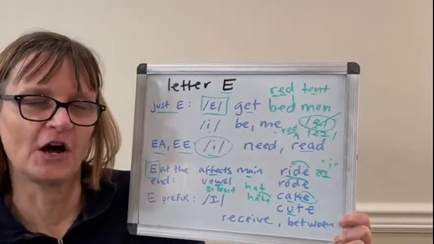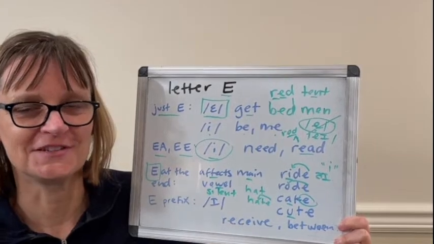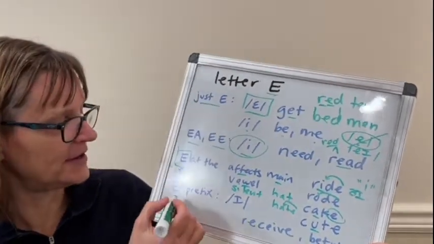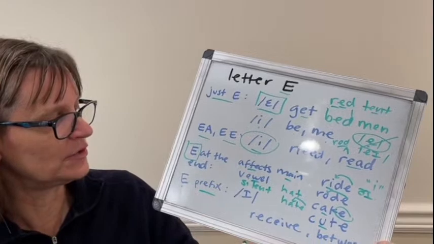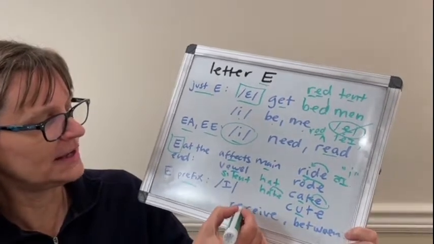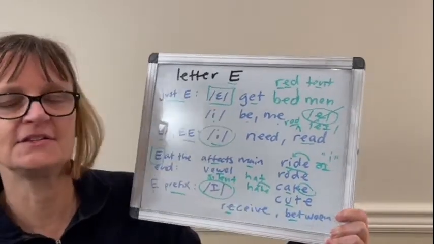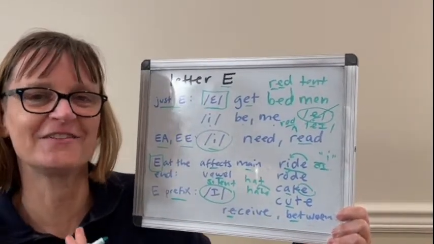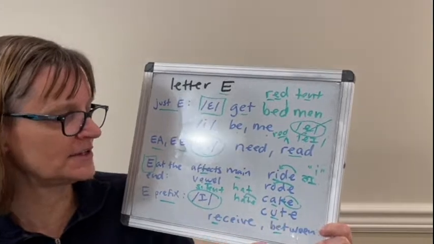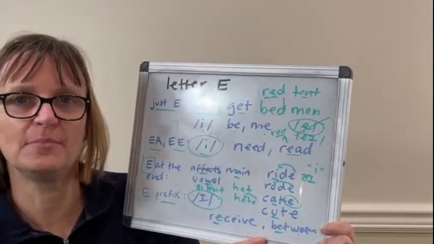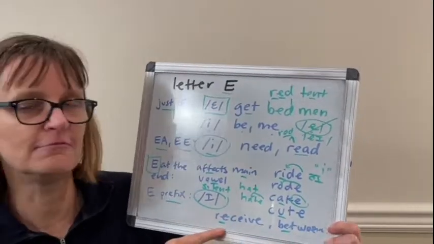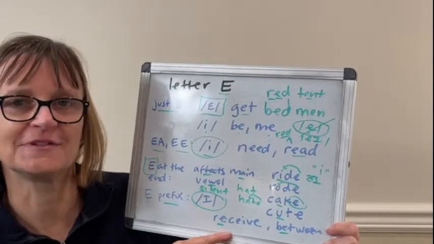Lastly, another thing that I often point out in my videos, because it is a common error pattern, is that when we have the E in a prefix, like RE at the start of the word or BE at the start of the word, in these cases, it doesn't say the tense E sound, it says the I sound. So not between, but rather between, and not receive, but rather receive.